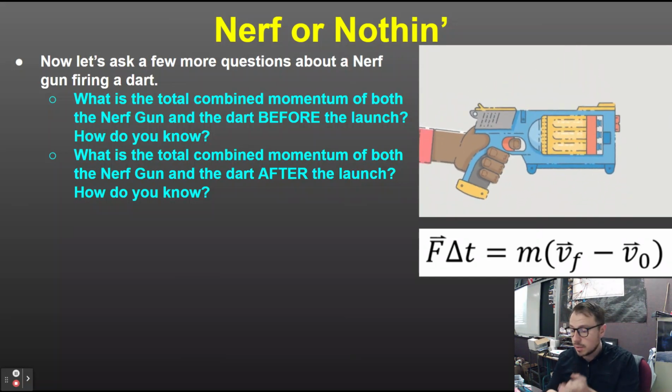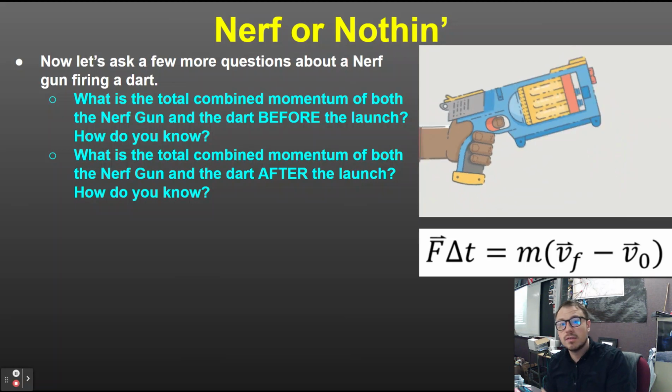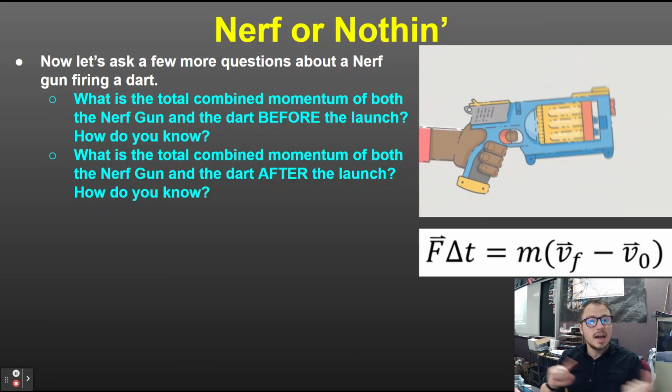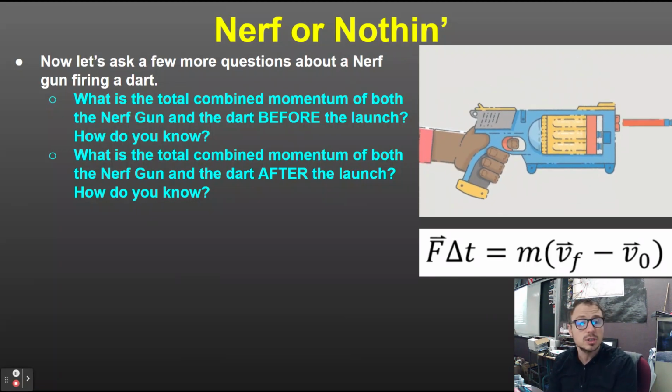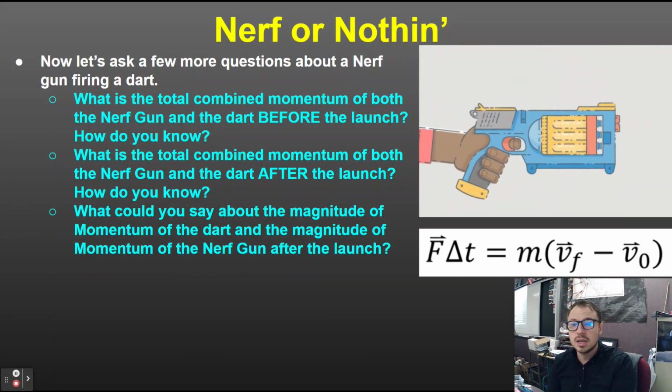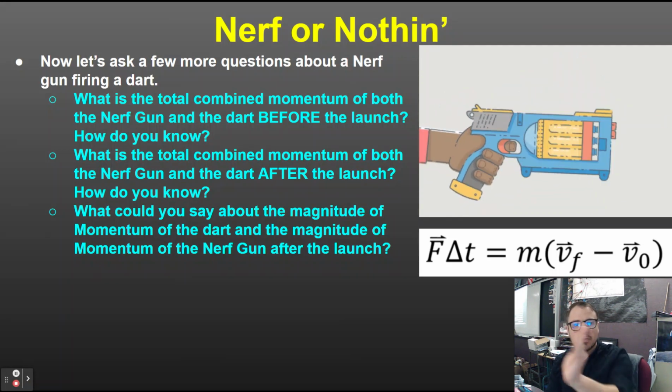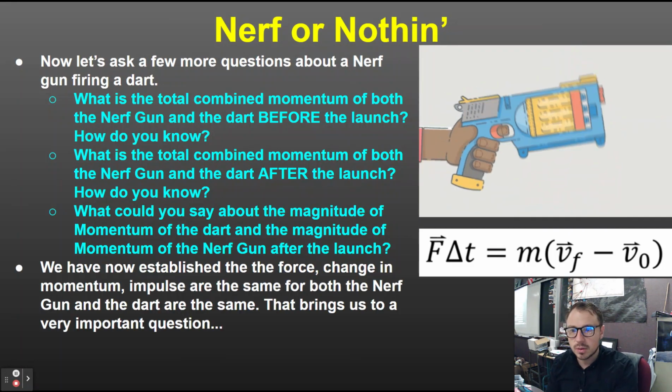So how this works is because momentum is a vector quantity. Whatever momentum is going forward with the dart has to balance out with the momentum going backwards with that Nerf gun. Now, what could you say about the magnitude of the momentum of the dart and the magnitude of the momentum of the Nerf gun after the dart is fired? It's going to be the same, right? So whatever momentum forward has to equal the momentum going backwards.